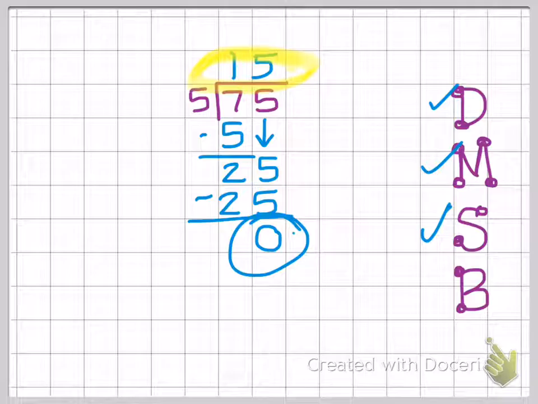That's my quotient. What I want you to do is we're going to pause the video, and you're going to write 75 divided by 5 on your desk, and you're going to work it out, and then you're going to take turns with your shoulder partner to explain your work. Go ahead. Okay, let's move to another problem.